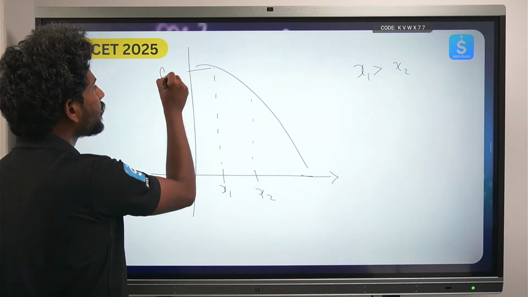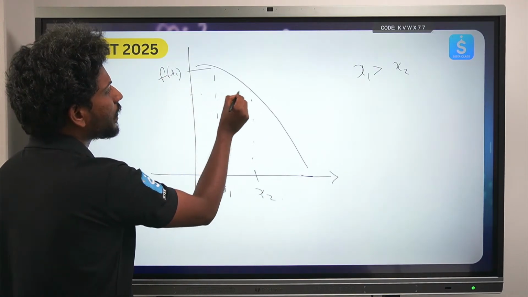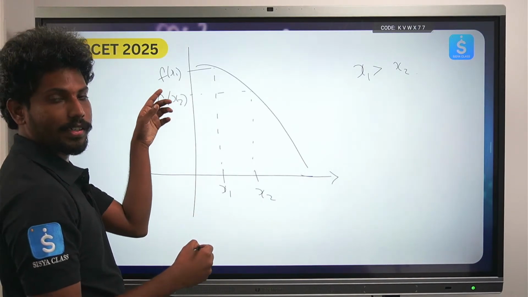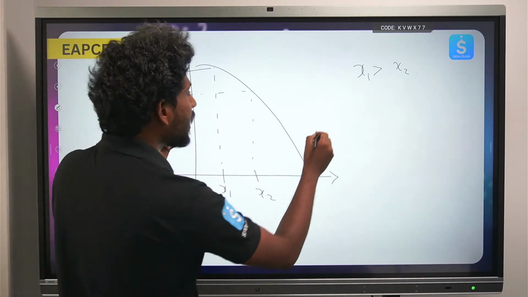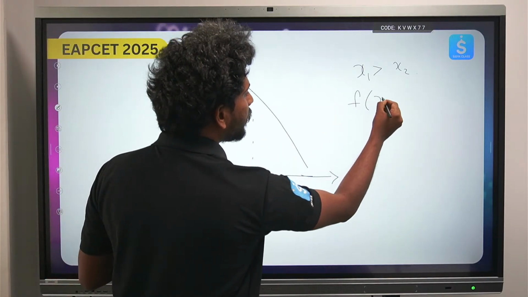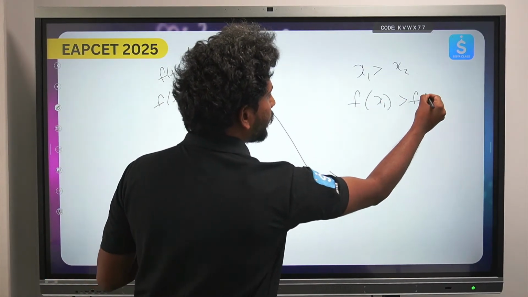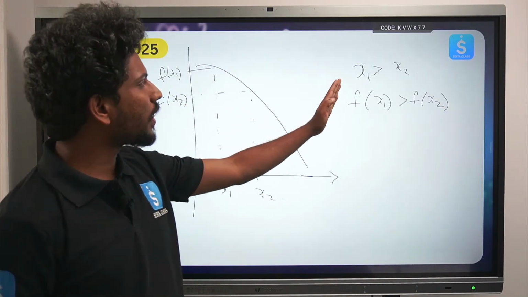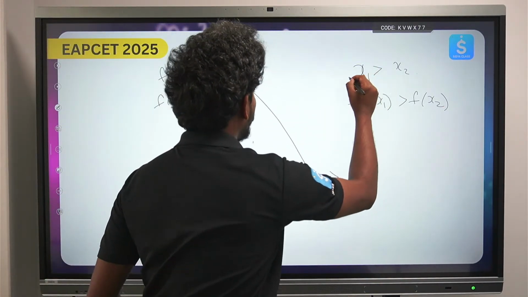Now if I look at f of x1 and f of x2, which of the two is greater? f of x1 and f of x2, which one is the greater value? If we see here, f of x1 is greater than f of x2, right? f of x1 is greater than f of x2. So for the values of x1, sorry, there's a small thing here.